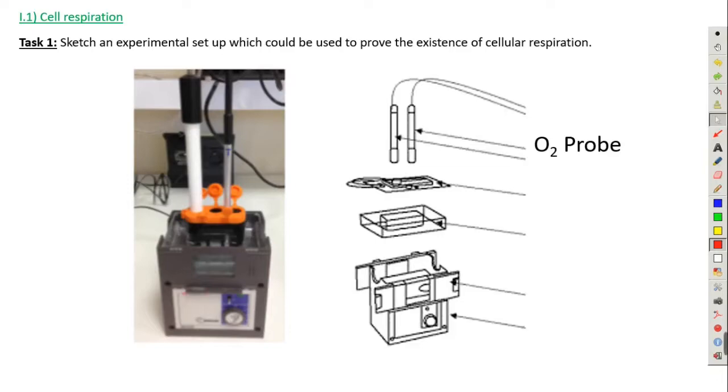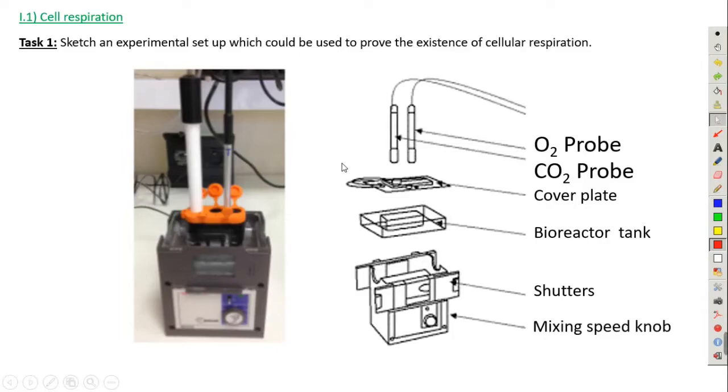So these kinds of apparatuses have two probes, an O2 probe and a CO2 probe. Then we have a cover plate. Then we have a bioreactor tank. That's where we can put the yeasts. Shutters, that's in case we want to try without or with light. That's more for photosynthesis really. And a mixing speed knob just to make everything mixed up.